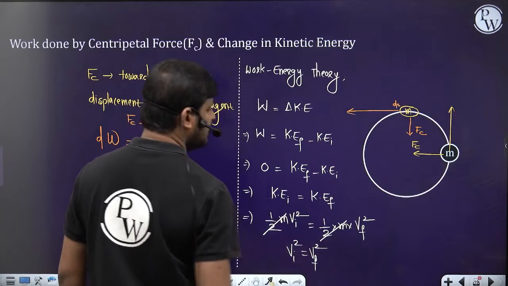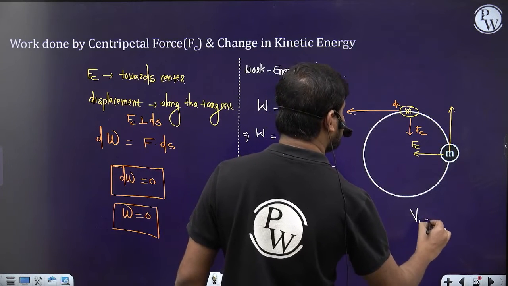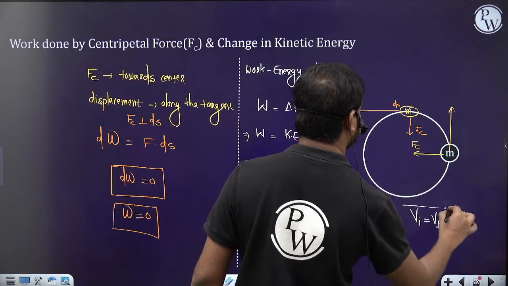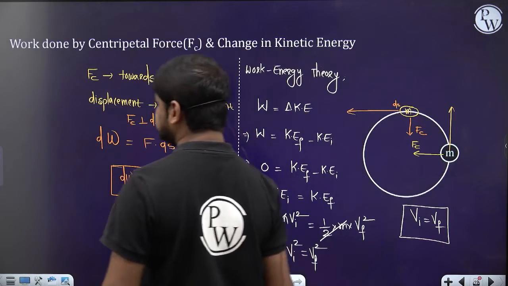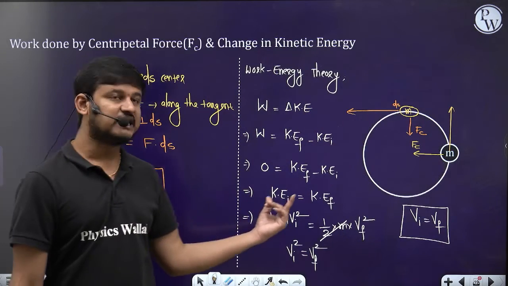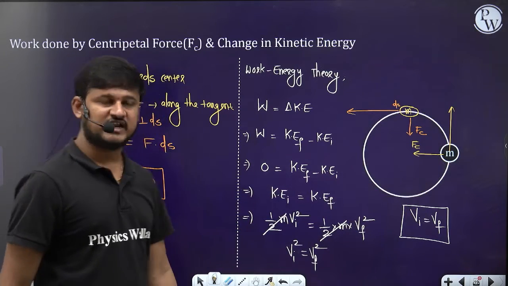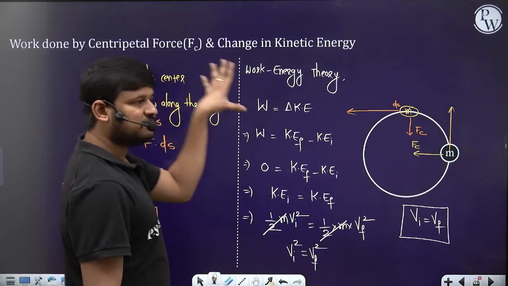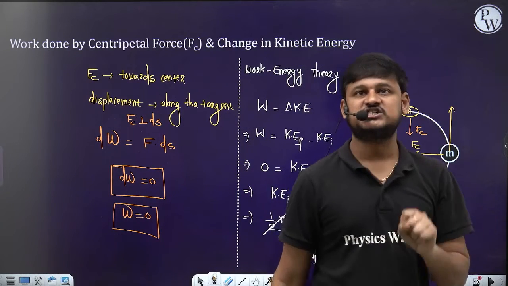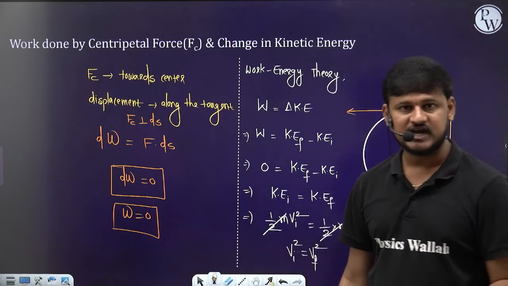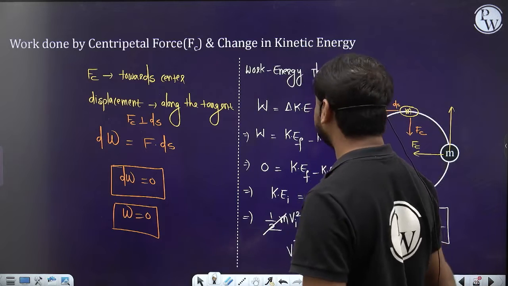So that means the initial velocity will be equal to the final velocity. So there will be no change in kinetic energy. The initial kinetic energy will be equal to the final kinetic energy. So this is the work done by the centripetal force and the change in kinetic energy. Clear, guys? Chalo. So let's move further.